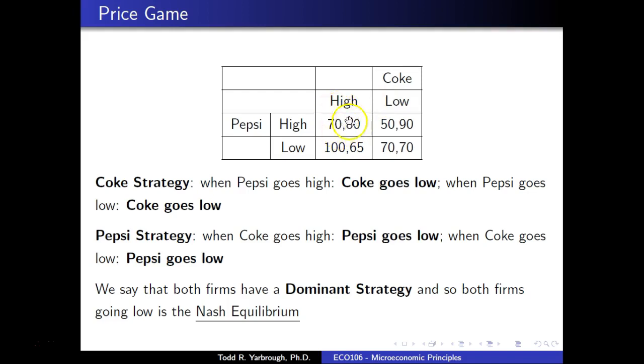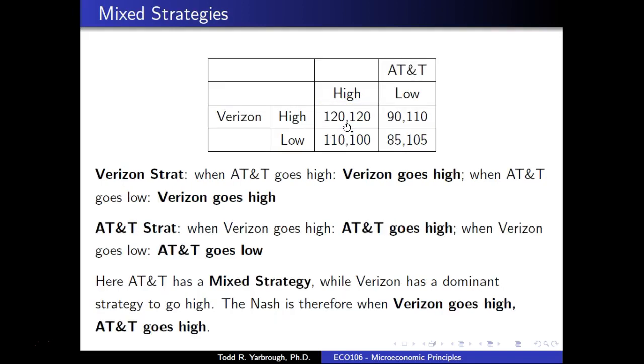So we would call this a potential collusive agreement. This is the Nash equilibrium, but this is maybe a potential collusive agreement. Here we can see that there is no potential collusive agreement. This is the Nash equilibrium, and there's no other quadrant in which both players do better, which is the requirement for a collusive outcome.